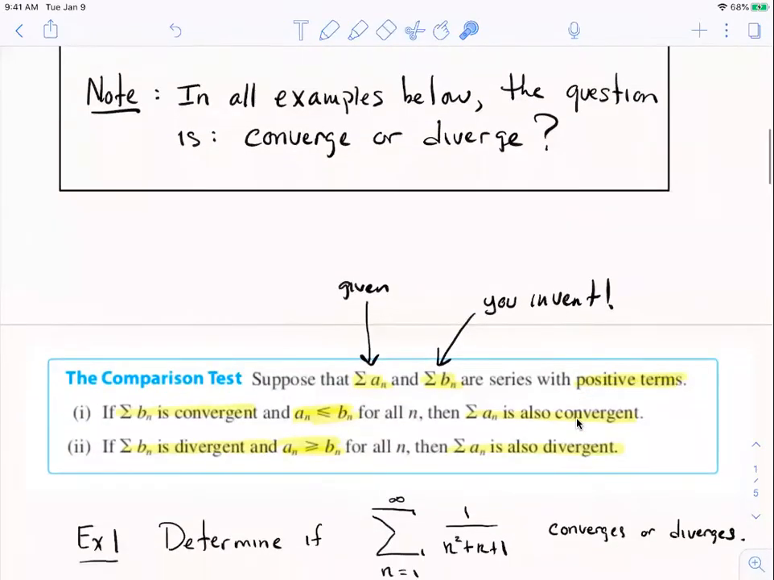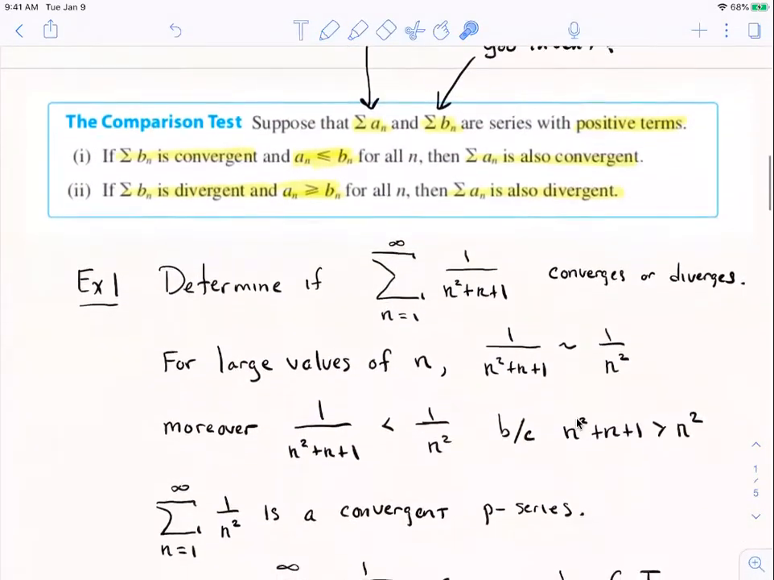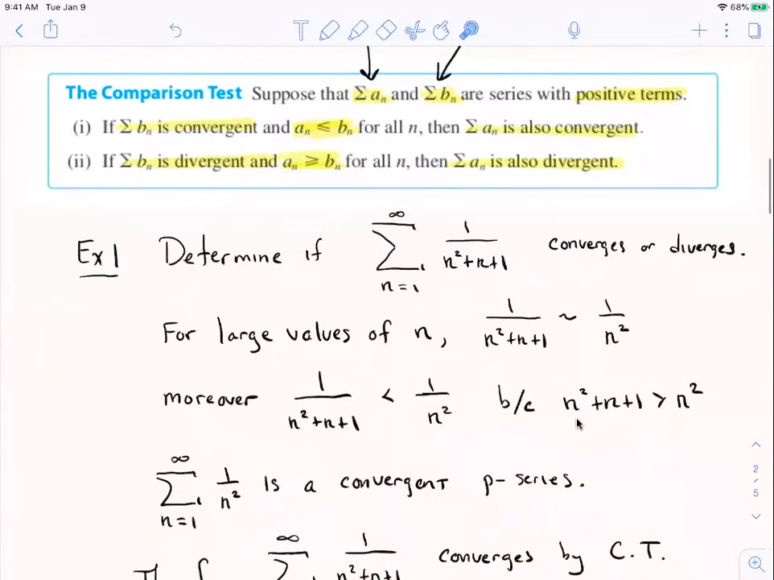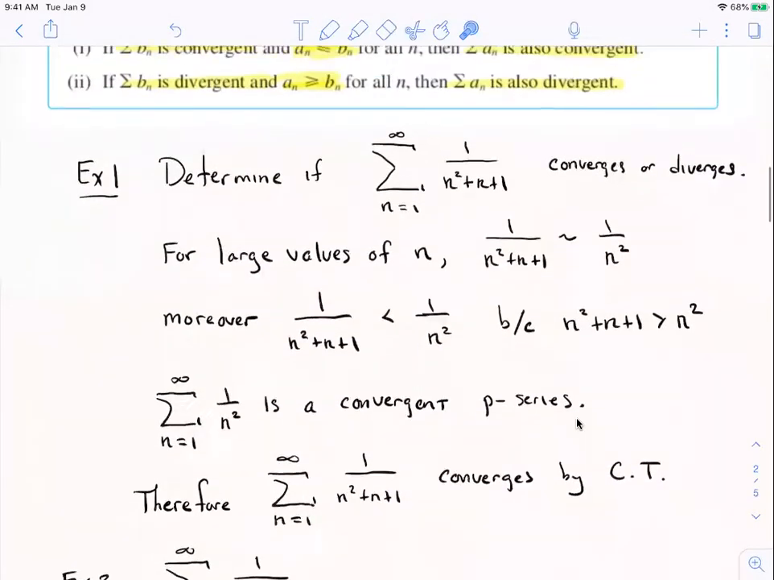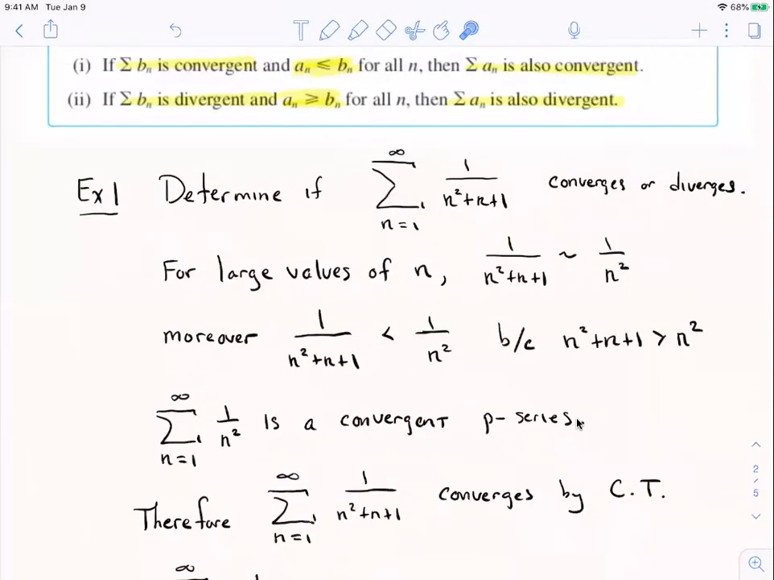This first example, I've written it all out right now. In the subsequent examples in this lecture, I'll write them out as we go, but this one we can make kind of quick. Okay, so here is the given series. It's the series whose terms are 1 over n squared plus n plus 1. And the question is, does that converge or does it diverge?